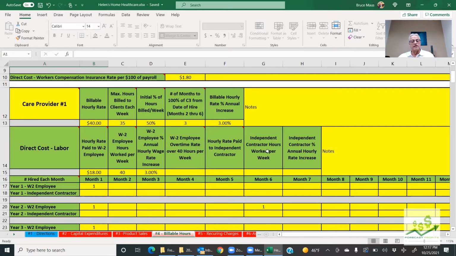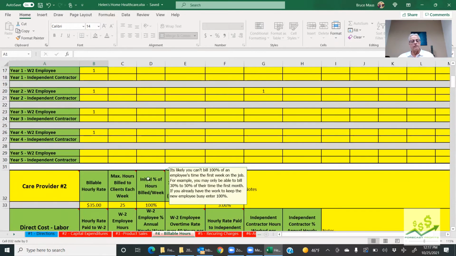The direct labor cost for that employee is paying that employee $18 an hour over 40 hours a week with a 3% annual increase. 5 rows of numbers follow. This allows you to enter when an employee is hired over the period of the next 5 years.